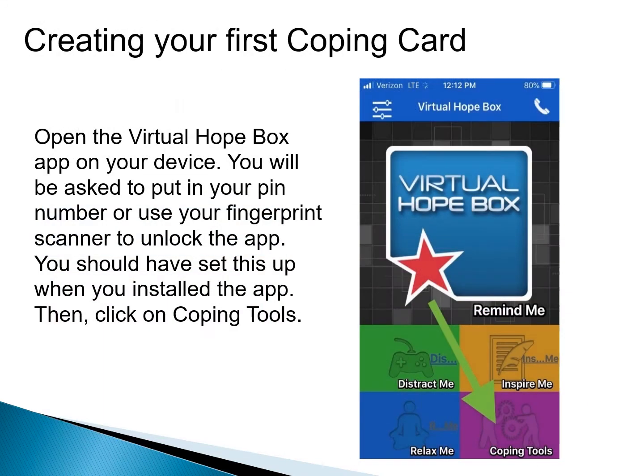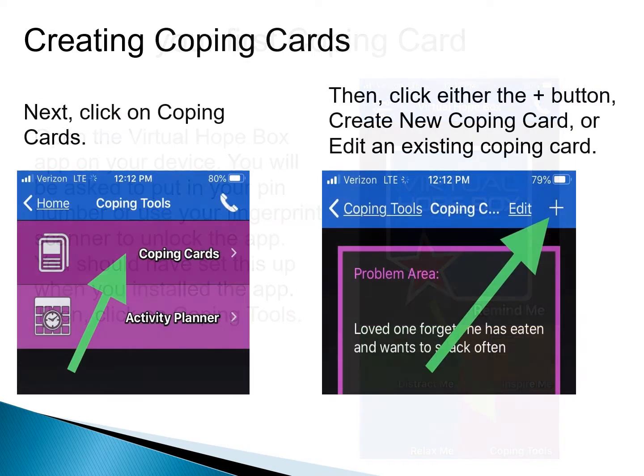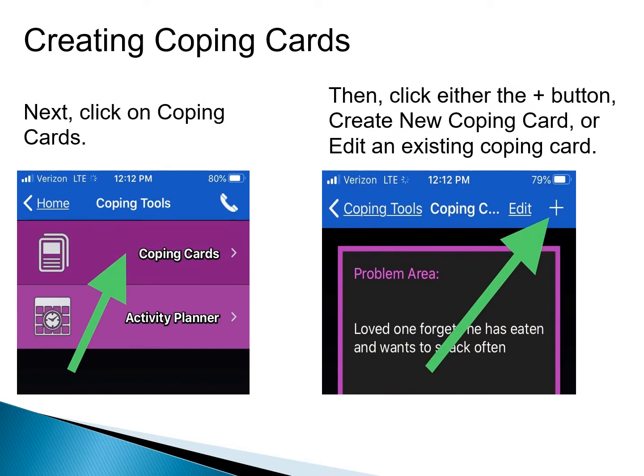After you have downloaded the Virtual Hope Box app, open the app on your device. You will be asked to put in your PIN number or use your fingerprint scanner to unlock the app. You should have set this up when you installed the app. Then click on Coping Tools. Next, click on Coping Cards.